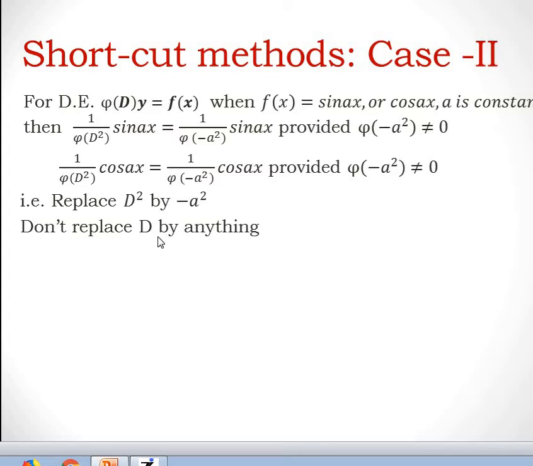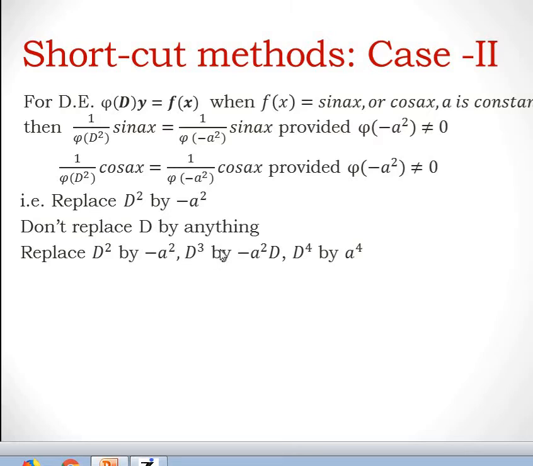So don't replace D by anything. Keep D as it is in the expansion. So only we have to replace D square by minus a square.